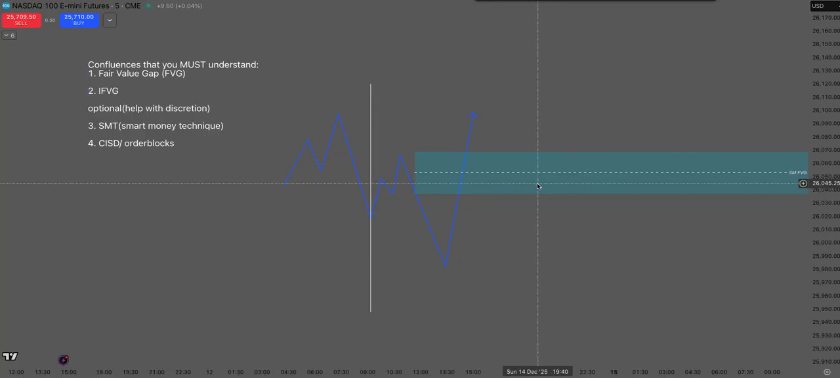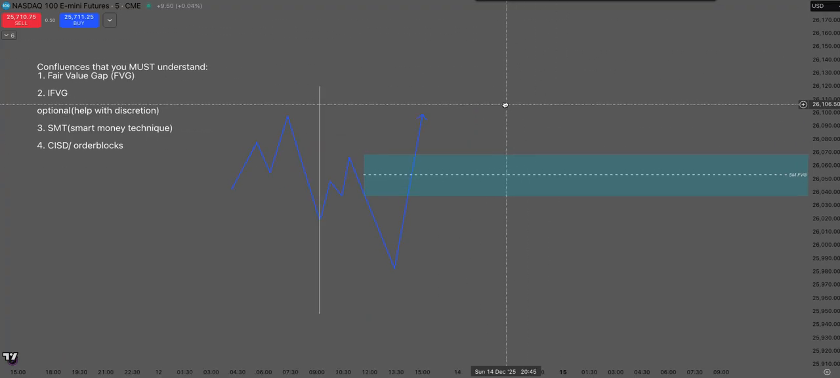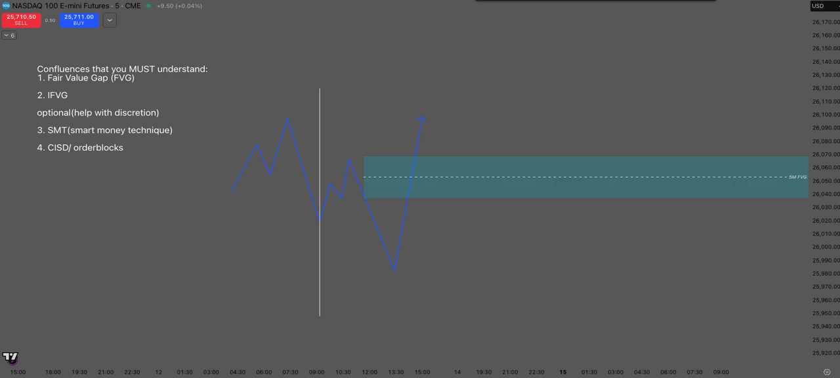Okay, let's say one forms here. Next step is waiting for a retracement, okay? So then let's say, here's price, a 5-minute gap forms. We come down. We come into the 5-minute gap. That is the second step. We get a retrace in the 5-minute.